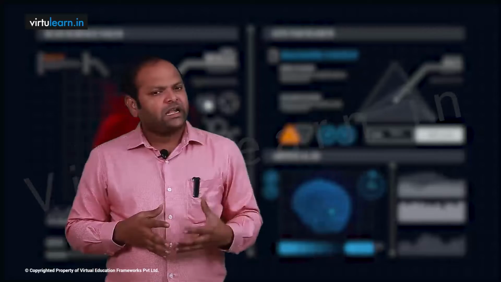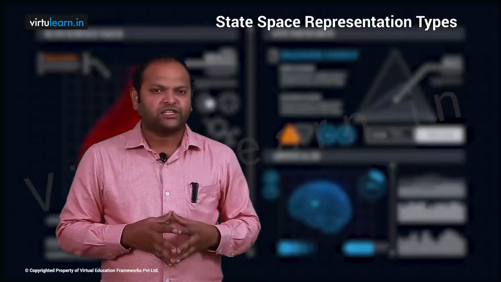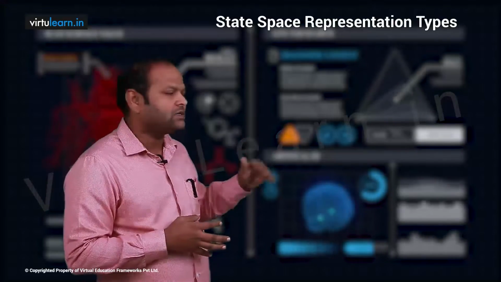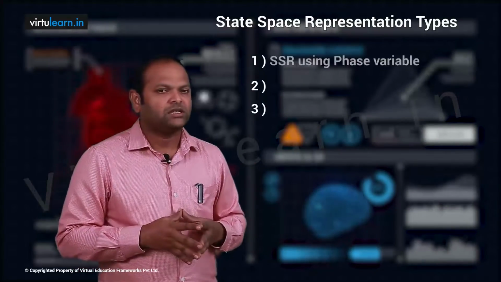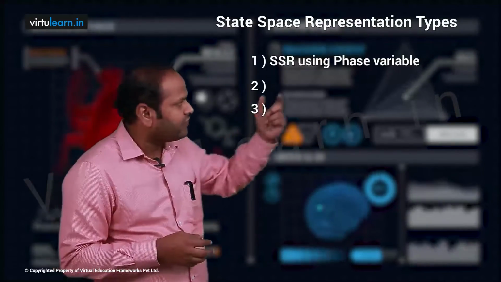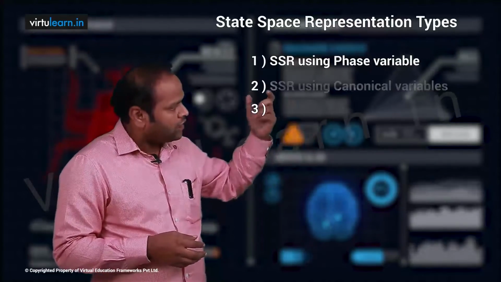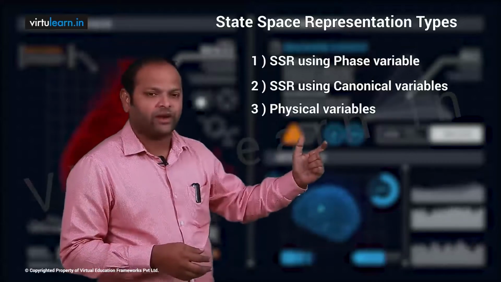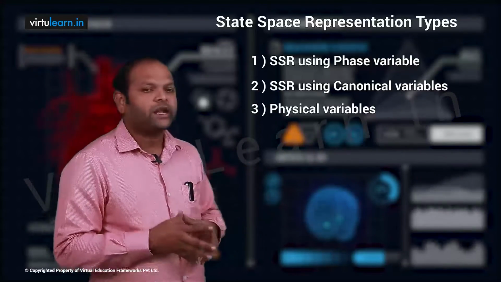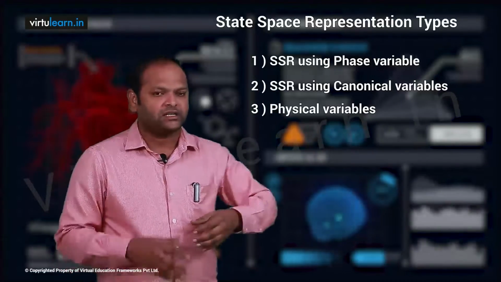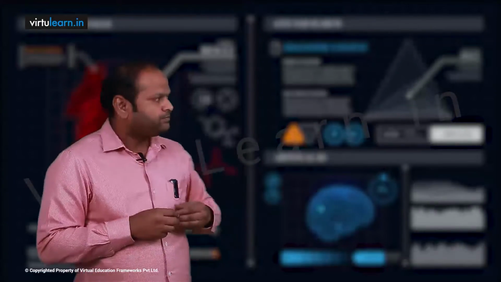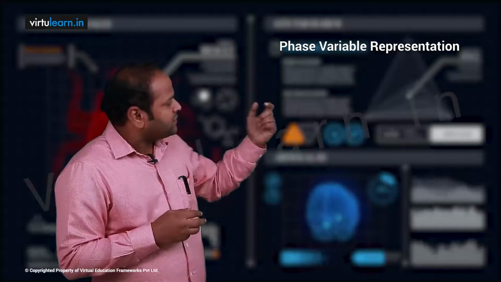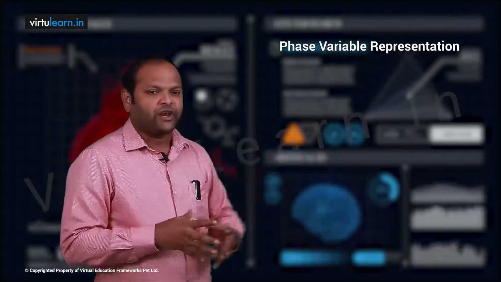And what are the different types of state space representations? Basically, we can classify the representation as three types. One is the state space representation using phase variables, and using canonical variables, and using physical variables. So these are the three types of state space representations. Let us start with phase variable representation. So state space representation using phase variables.